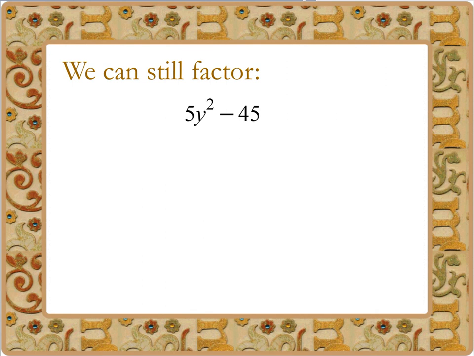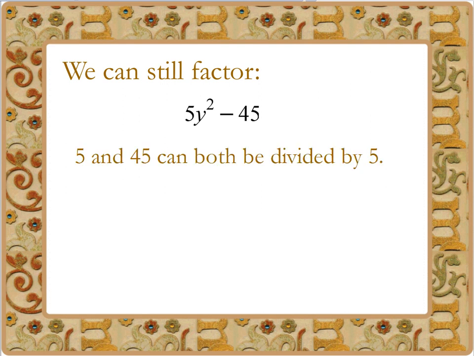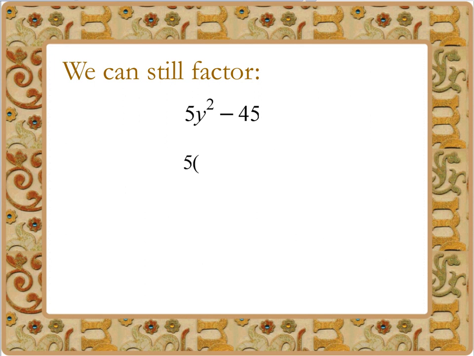We can still factor this quadratic, it's just going to look a little different. If I have a quadratic that doesn't have a middle term, I need to look for greatest common factors. Make sure that you've watched the greatest common factor video before you watch this part. So 5 and 45 can both be divided by 5. That's going to be my greatest common factor. So I'm going to pull a 5 outside of my equation or my expression.